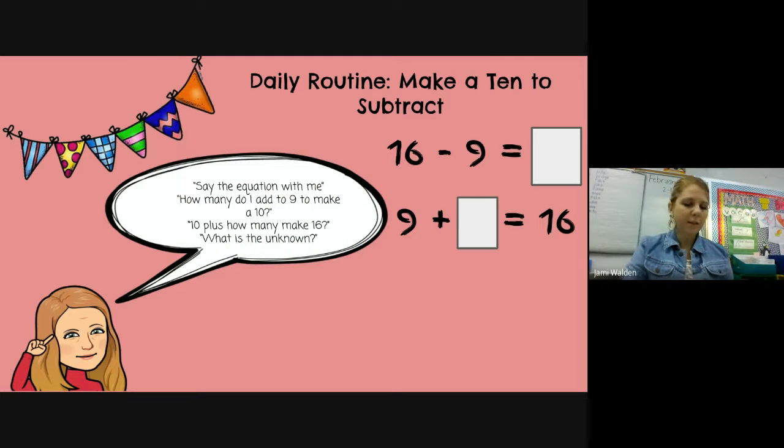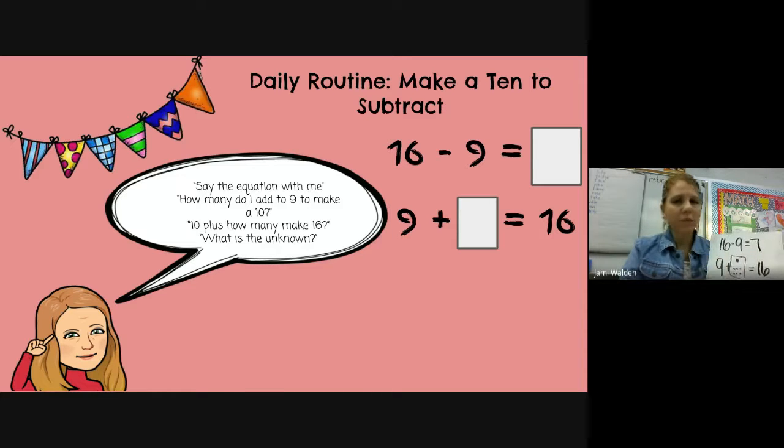Let's make a 10 to subtract these. What's the equation we're starting with? 16 minus 9. Now remember, I can use addition to help me solve a subtraction problem, and I can use making a 10. So I'm going to start at 9, and I'm going to add something to get to 16. So I'm doing the opposite of our first equation to find my answer. Start at 9. How many does 9 need to get to 10? Just 1. And how many does 10 need to get to 16? 6. 1, 2, 3, 4, 5, 6. This would be my missing number. It would be my answer to my subtraction problem. So 6 and one more is 7. 16 minus 9 equals 7.